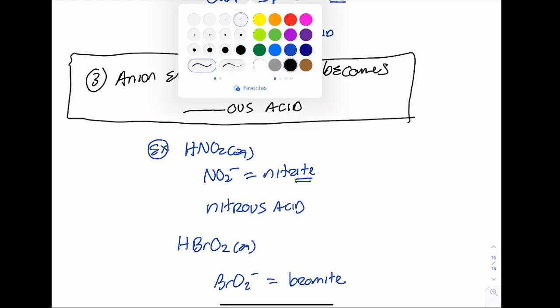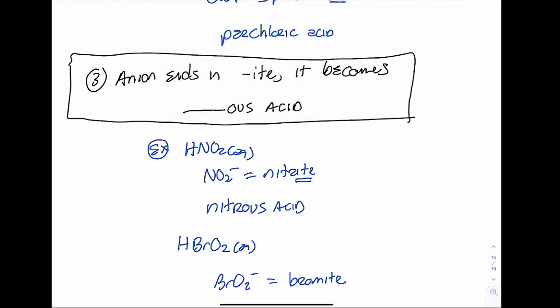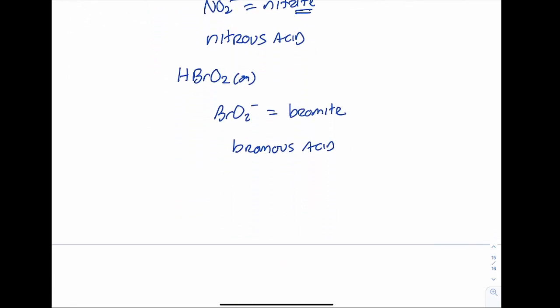I do want to go through just a couple more examples where I mix up ionic, covalent, and acids, and we need to name them. So given something like this, the first question is: is it ionic? Is it covalent? Is it an acid? Because we're going to name those differently.